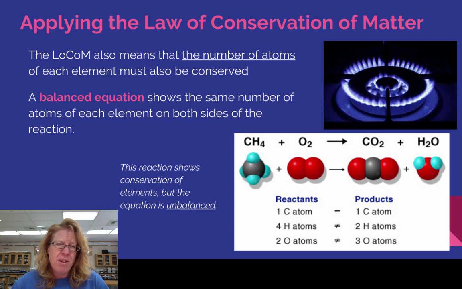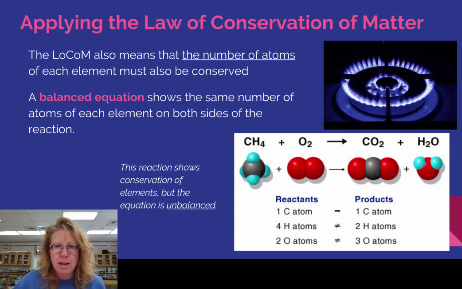Not only does the number of elements have to be conserved, but the number of atoms of each element that's being reacted also has to be conserved. So I can't say 2 atoms went in and all of a sudden magically 5 atoms came out. We don't get to just create and destroy atoms. So unfortunately, and this goes more into the next lesson, this means we have to actually balance equations, where not only do we show the same type of elements on the left and the right side, but we have the exact same number of atoms of each element on the left and the right side.